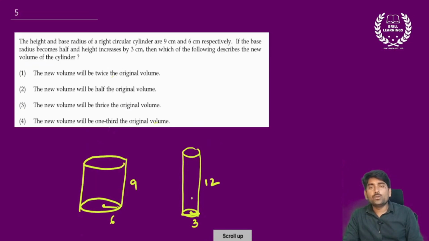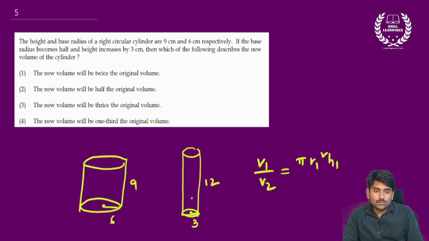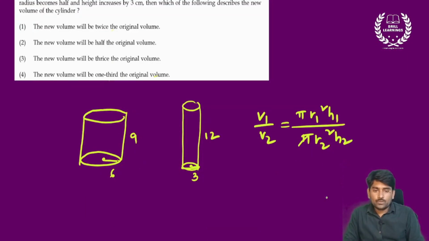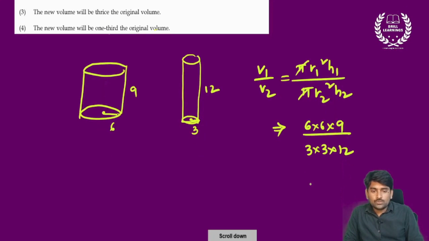Now we need to find the volumes of both cylinders, V1 by V2, which gives us the relation between these two cylinders. So pi R1 square H1 by pi R2 square H2. Okay, pi will be cancelled. So R1 square means 6 into 6 and height is 9 here. R2 means 3 into 3 and 12. So 3 ones are 3, 3 twos are 6, 2 ones are 2, 2 threes are 6, 3 ones are 3, 3 threes are 9.